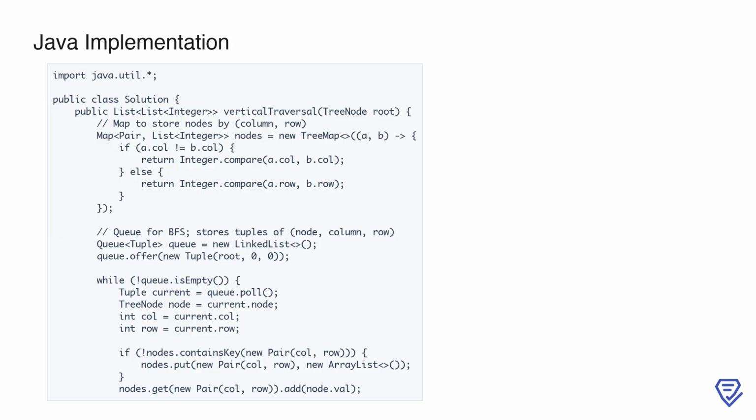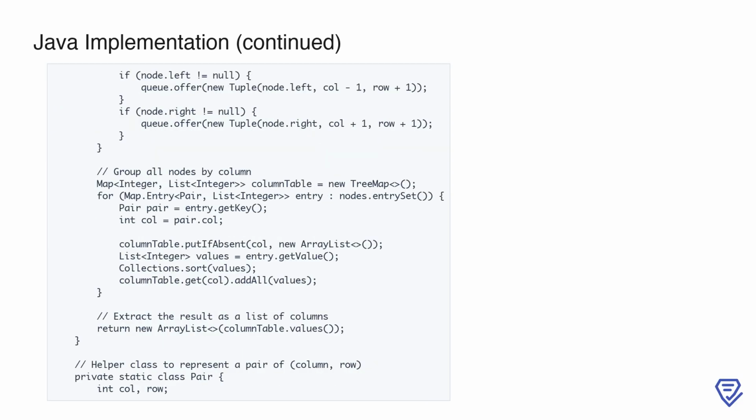If they do, we calculate their respective columns and rows and add them to the queue. After processing all nodes in the BFS, we shift our focus to grouping the nodes by their column. For this, we create another tree map called column table, where the keys represent column indices and the values are lists of integers. We iterate through each entry in the nodes map, extract the column and corresponding node values, and ensure that nodes in the same position are sorted. This is achieved using collections.sort to maintain the required ordering.